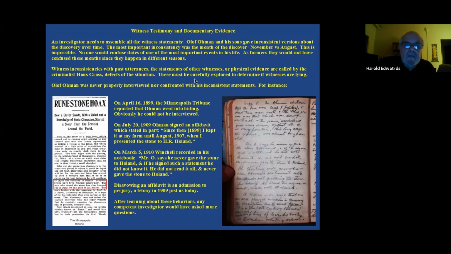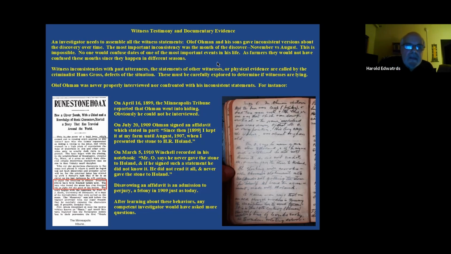There's a lot of inconsistencies in Oman's statements over the years, and I'm just going to hit a few of them. What we do when we test witnesses, whether they're telling the truth or not, is we look for inconsistencies with other statements, with other witnesses, or with physical evidence. I'm not going to go through all of them, I'll just hit a couple here. The Minneapolis Tribune in 1899 reported that Olaf Oman had gone into hiding. He had become scared and concerned, and that's hardly the behavior of a man who was innocent, but that also meant that he would not have been available to question.